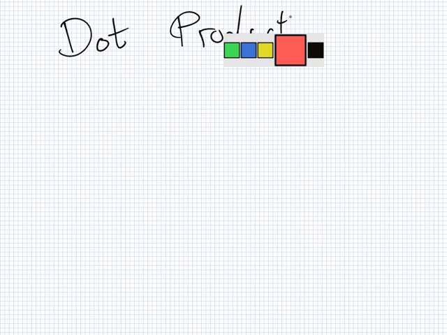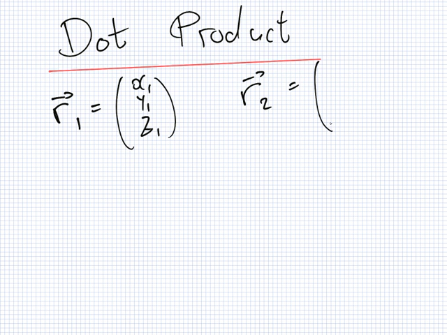what's called the dot product. Okay, so for the dot product, we have two vectors. I'll say r1 equals x1, y1, z1, and r2 equals x2, y2, z2, like that.